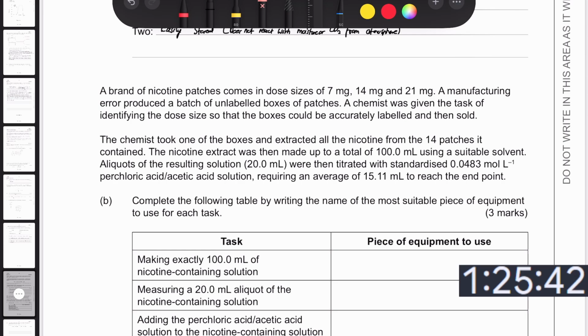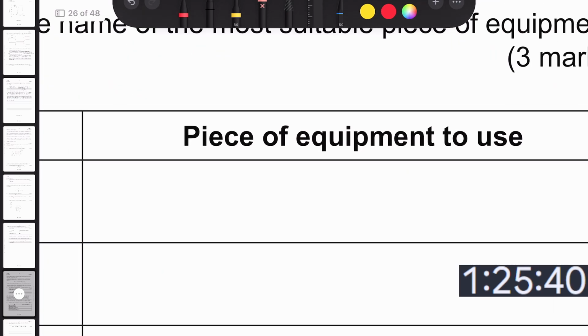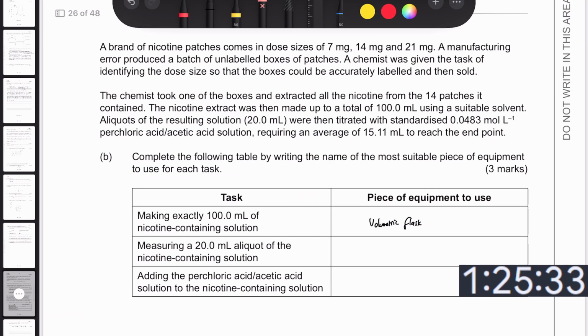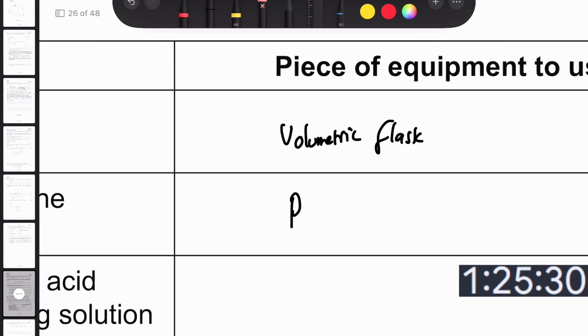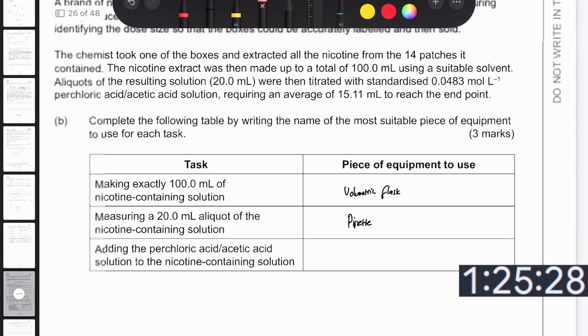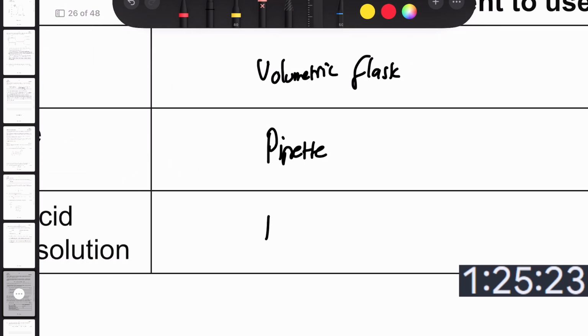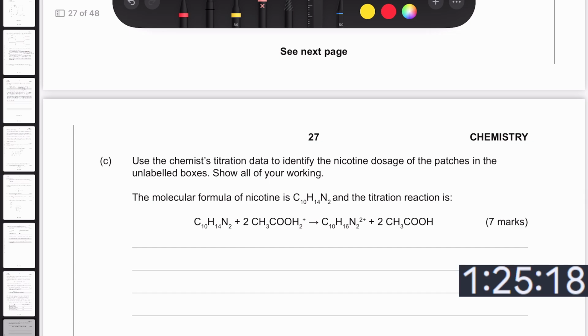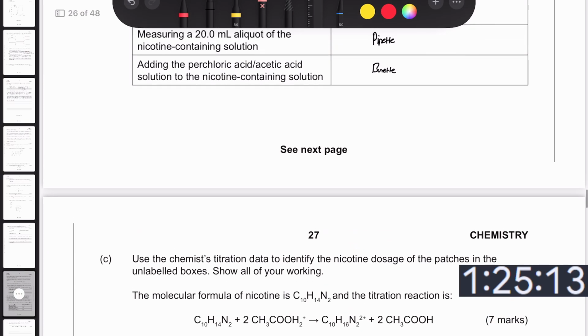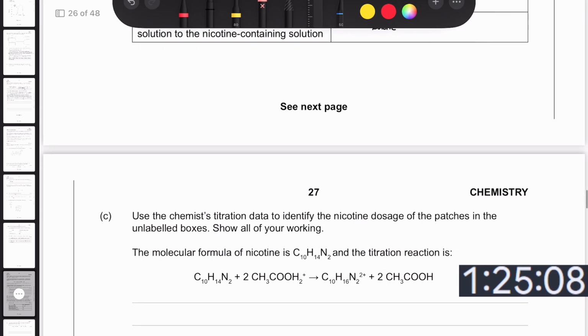So the task: making up 100 milliliters of the solution, so this would be a volumetric flask. Measuring 20 mL aliquots of the nicotine solution, so this would be a pipette. And then adding the acid, this would be a burette. Okay, using the chemist's titration data, identify the nicotine dose in the unlabeled boxes. The molecular formula of nicotine is that, and the titration equation is that.